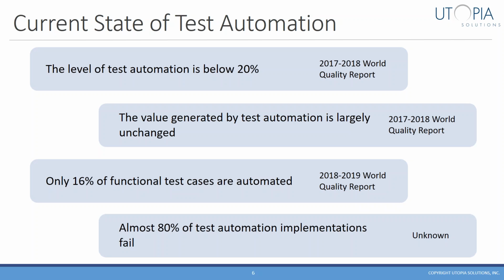And finally, while I couldn't find a reputable published source for this statistic, it's pretty well accepted in the industry and also has remained largely unchanged for a long time. And that's that 80% of test automation implementations fail. So 8 out of 10 of us on this webinar are going to fail in our next test automation endeavor.